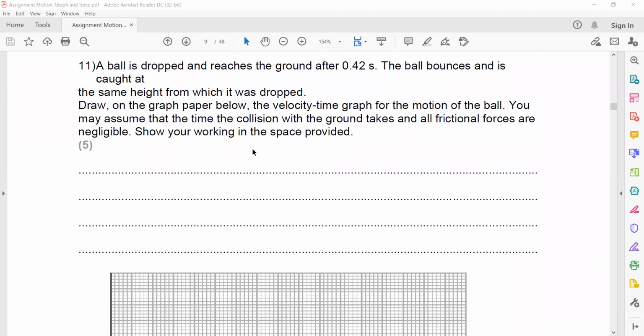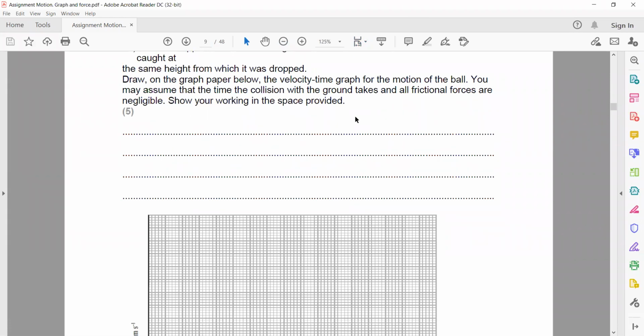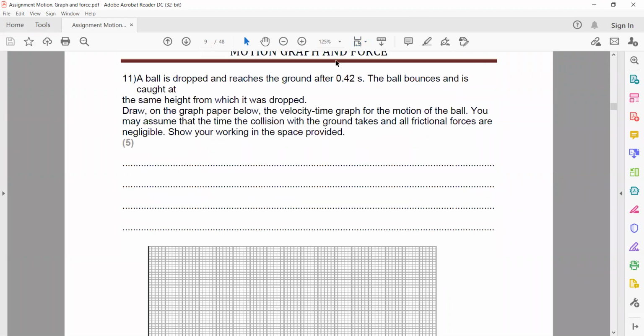In question 11, a ball is dropped and reaches the ground after 0.42 seconds. The ball bounces to the same height from which it is dropped. Draw on the graph below the velocity time graph for the motion of the ball, and you may assume that the time for collision between the ground and all frictional force is negligible, and show your working. So how will we first work this out? The ball is dropped and reaches the ground after 0.42 seconds. First we'll find at what speed it hits the ground, with acceleration due to gravity.